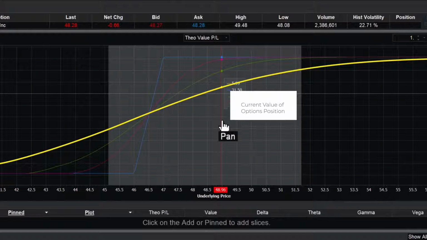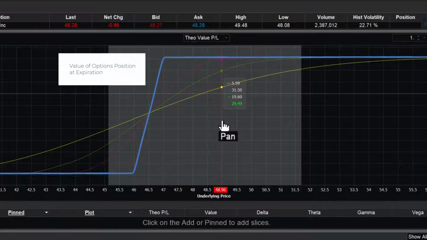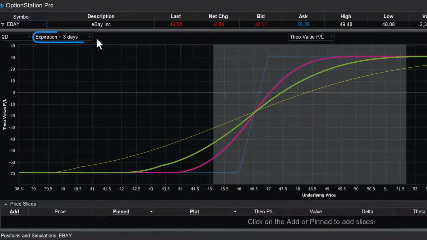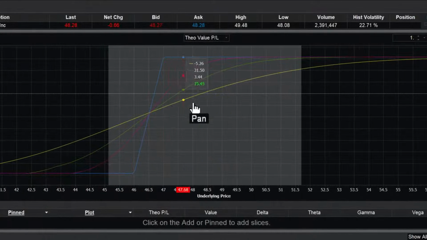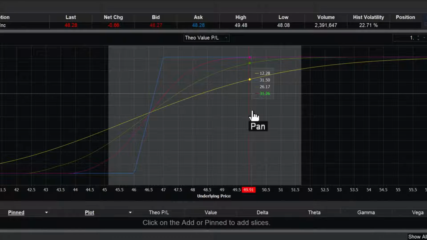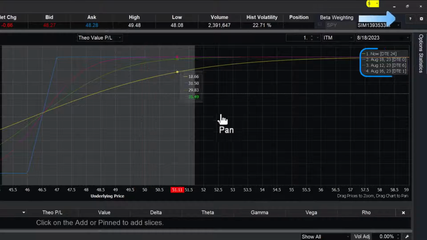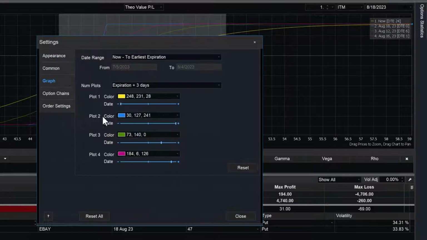The yellow line represents the value of the option's position right now, and the blue line is the value at expiration. The green and the fuchsia lines can be added using the drop-down at the top left and represent 1/3 and 2/3 of the time until expiration. The specific dates on these lines can be seen on the legend at the top right of the graph. You can adjust these dates by clicking Settings, Graph, and using the Date slider.